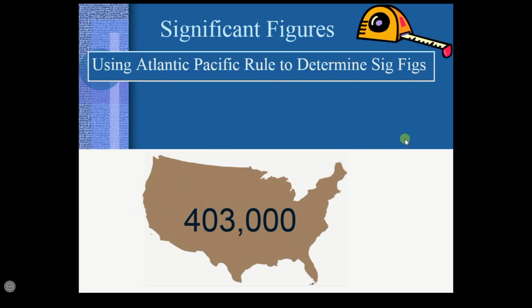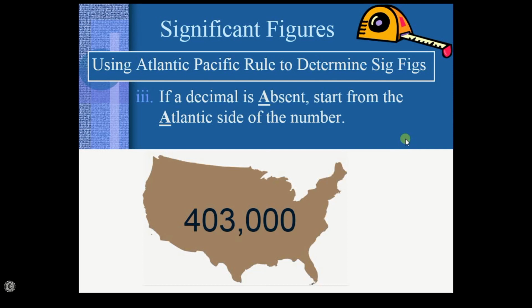Now here I look at my number over the United States and I ask myself the question, is a decimal present? In this case the answer is no. A decimal is absent. So this time we're going to do the same thing, but we're going to start from the Atlantic side. Again, we cruise through our number until we get stopped by a non-zero digit. In this case, the 3 stops me.